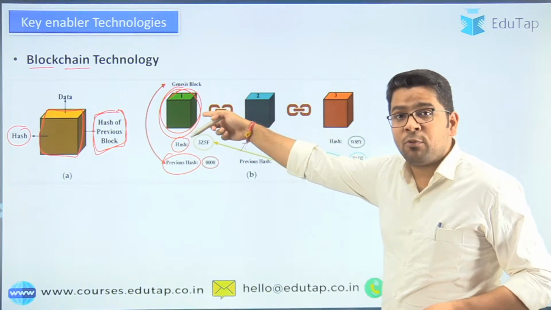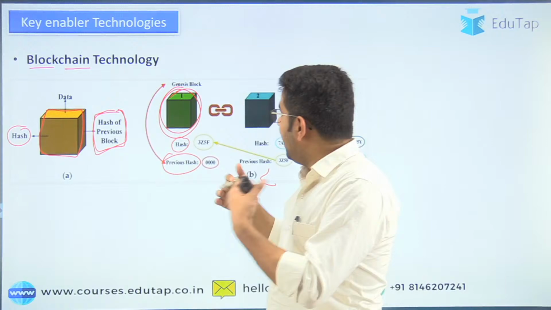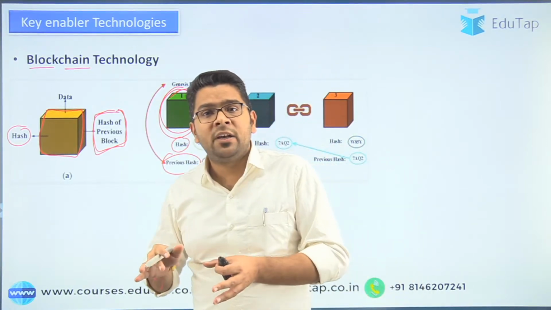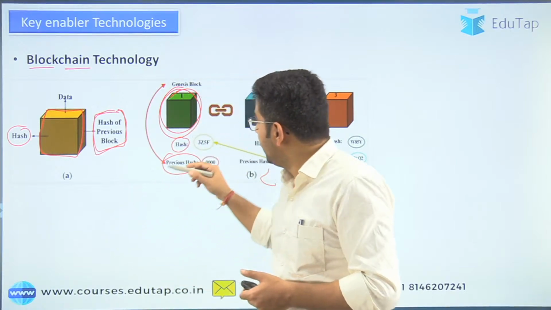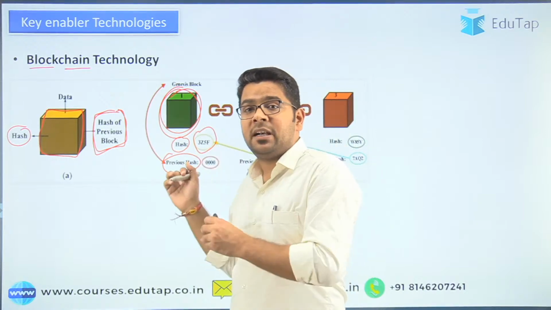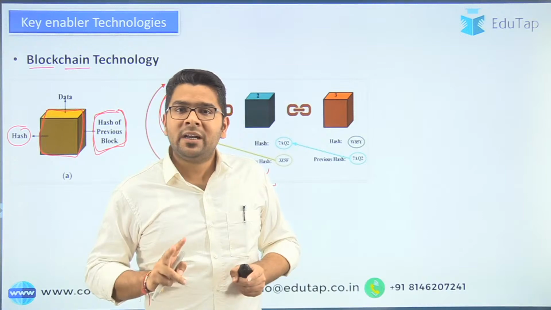As it is the first block, the encryption will be 0000. But now a hash or encryption has been provided to this block as well. So this is the encryption that has been provided to this particular block. You have stored data in this block. So there are two important aspects to this.